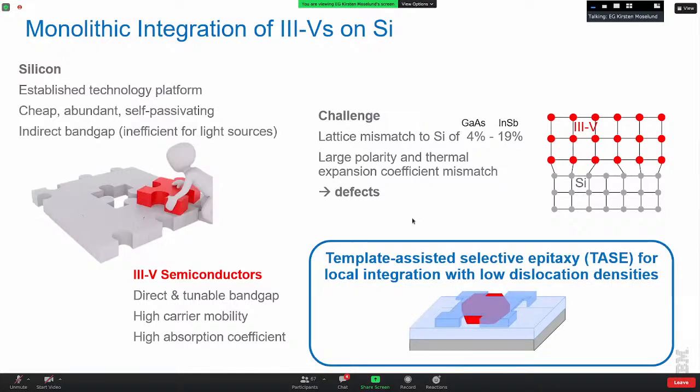What I will focus on today is an integration technique which we developed at IBM almost a decade ago. The work we've been doing on this, we call template-assisted selective epitaxy, or TASE, which basically enables the integration of III-V really locally, as nanostructures with low dislocation densities.